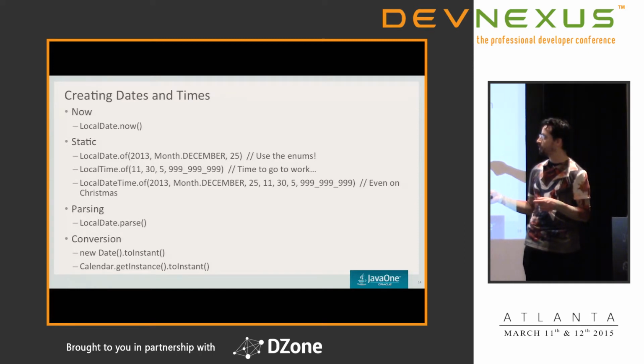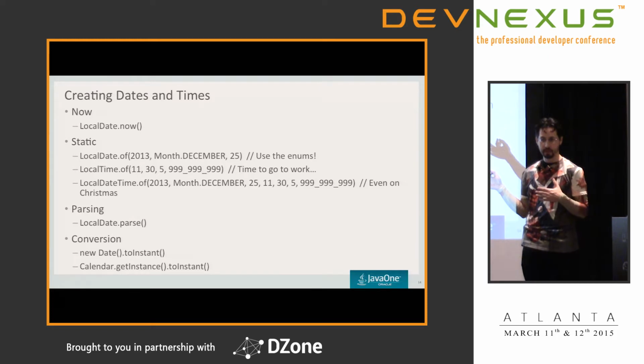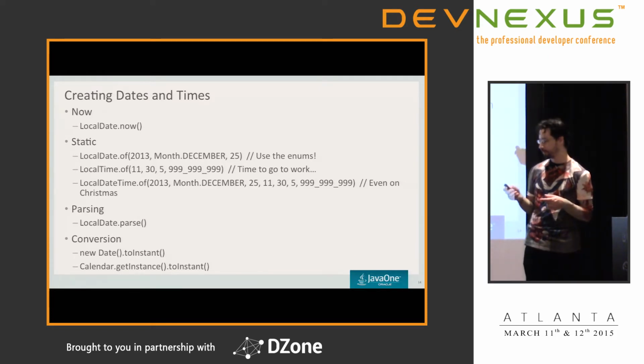Also highly recommended. Anyone know when this feature was introduced, the underscores? Yes, 7, very good. JDK 7 introduced the ability to put underscores in numbers. It doesn't actually validate that you put it every 3, but it's a good way when you're writing code to make it more readable for numbers. Highly recommended to do that as well.